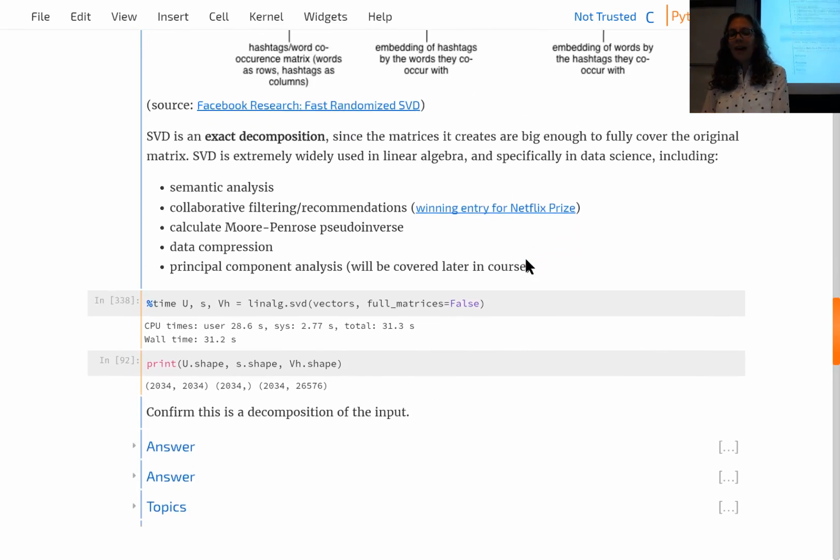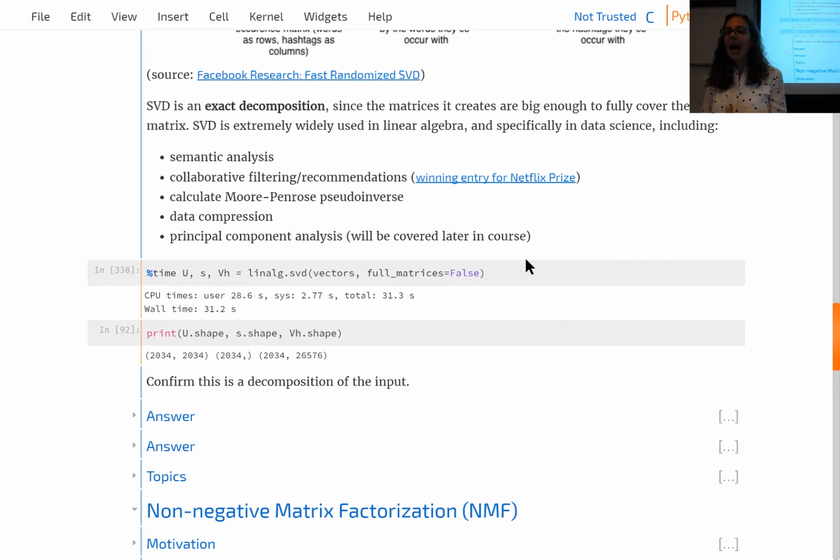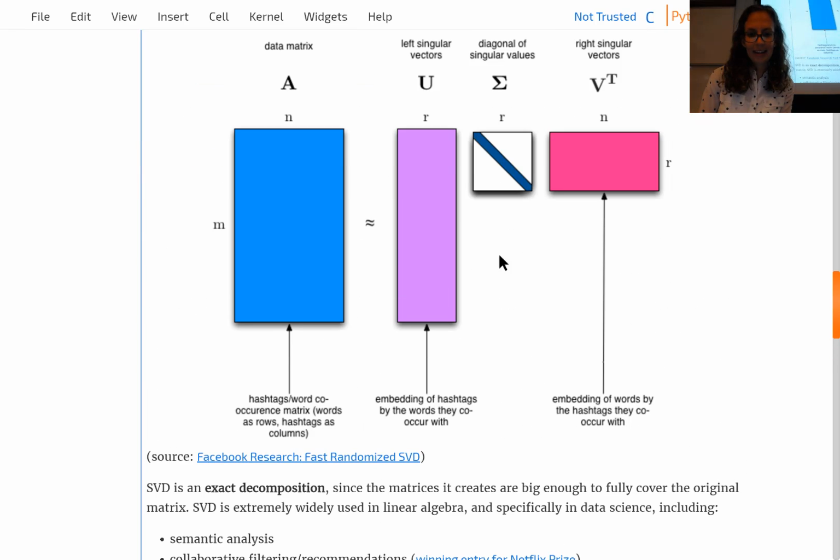Something to note about SVD is that it's an exact decomposition when you're doing full SVD. And so that means you can completely recover your matrix. In this case, if R was equal to N, so it's the same dimensions, this would be an equal sign.